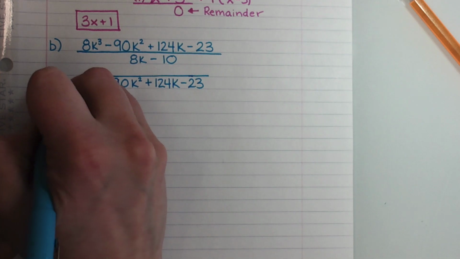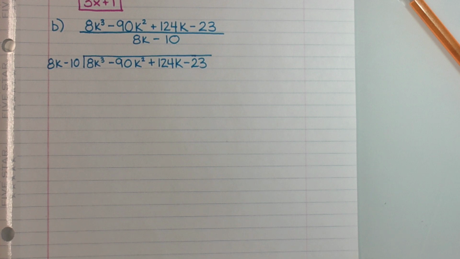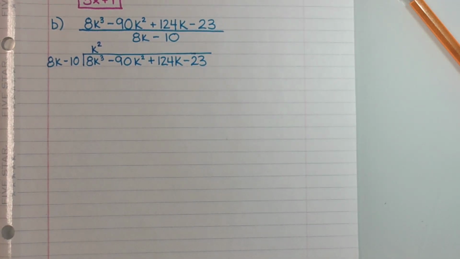And the 8k minus 10 goes over here. And what is the question we now ask? What times 8k is equal to 8k cubed? We've already got the 8, so the number would be 1. What do you multiply by k to get k cubed? K squared. Because remember, when you're multiplying variables, you add the exponents.